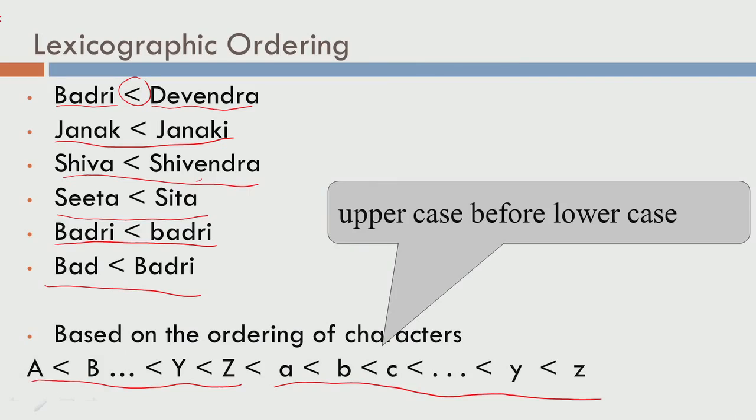As a final example, BAD is less than Badri with capital B, because BAD has 3 characters and BADRI has 5 characters. This is similar to the Janaki and Janak example. In fact, BAD is also less than badri, because BAD starts with a capital B, whereas badri starts with lowercase b. So, this is also true.